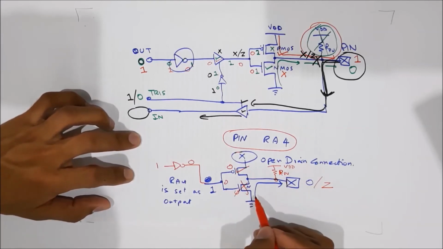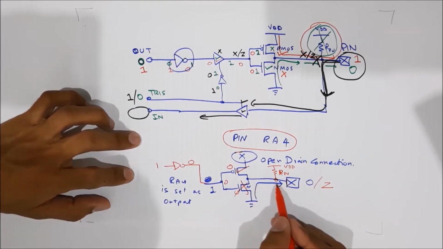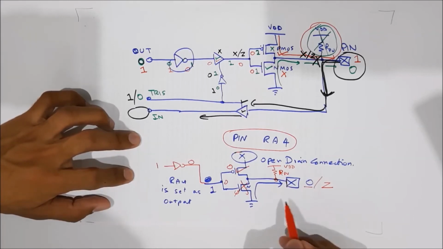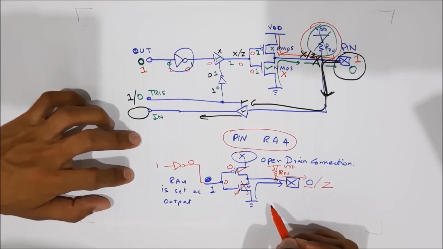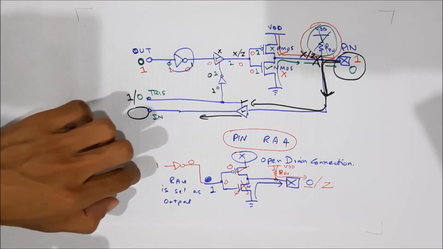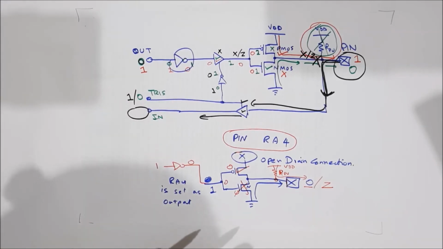So if we are sending a 0, it will be a direct connection to the 0, and there will be a 0 at the pin output. But if we are sending 1, there will be high impedance and VDD will travel through this pull-up resistor. So if you want to use your RA4 as an output and you want to send a 1 at the RA4, you should connect an external pull-up resistor to that pin to pull it up to 1, because it is an open drain connection.